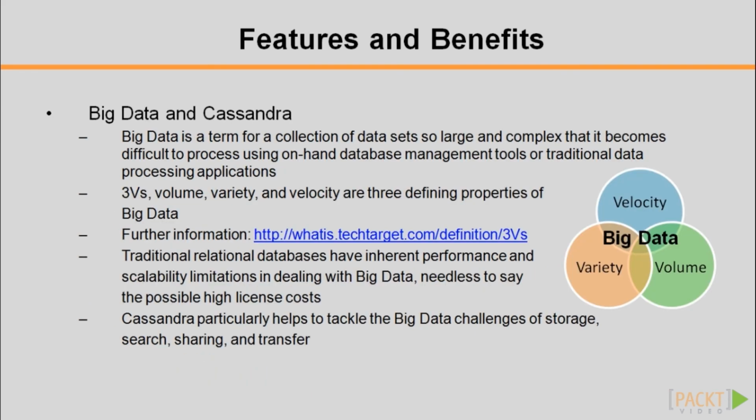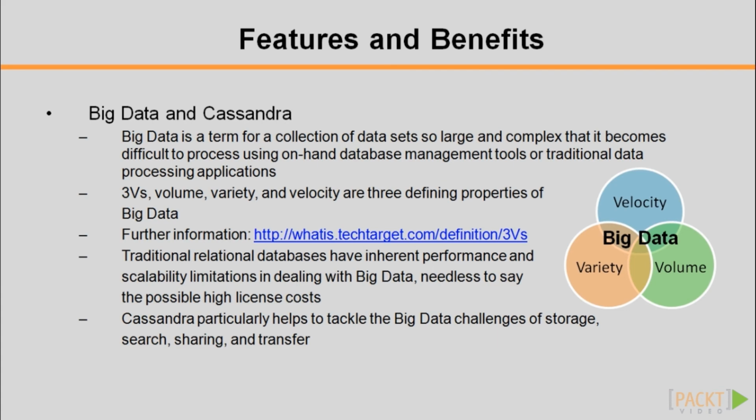Let's have a brief introduction to big data and its relationship with Cassandra. Big data is a term for a collection of datasets so large and complex that it becomes difficult to process using on-hand database management tools or traditional data processing applications. It's characterized by 3 V's: volume, variety, and velocity. Traditional relational databases have inherent performance and scalability limitations in dealing with big data, needless to say the possible high license costs. Cassandra particularly helps to tackle the challenges of storage, search, sharing, and transfer of big data.